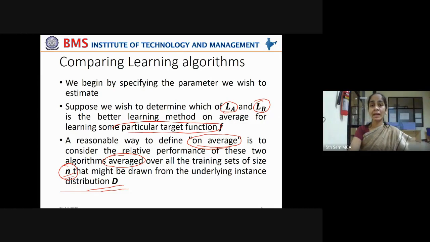We are taking n number of training sets. I'll show you how it can be divided. That might be drawn from the underlying instance distribution D. We assumed that when training examples are drawn at random independently to make a sample, say your training set has some 2 lakh or 3 lakh data points.